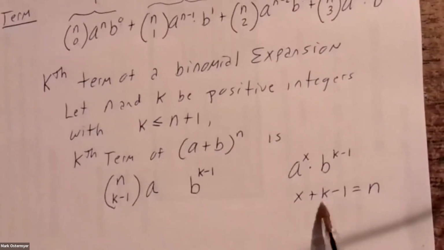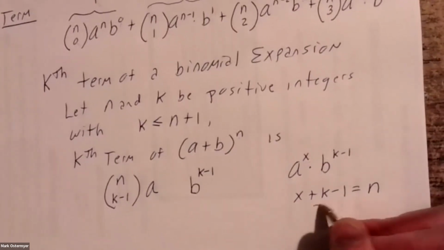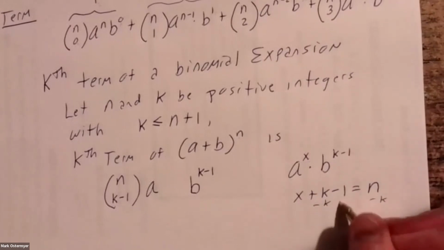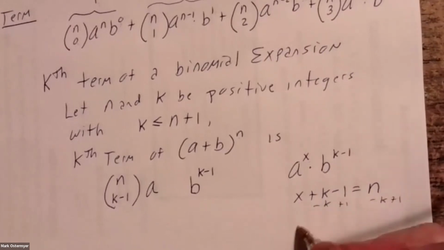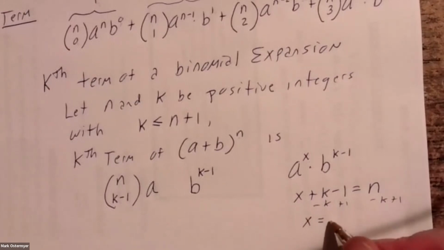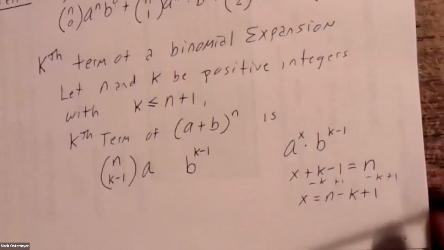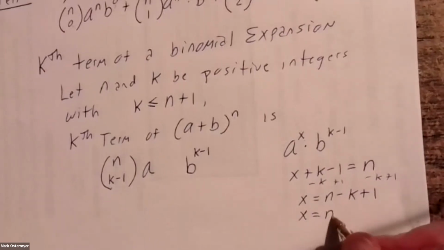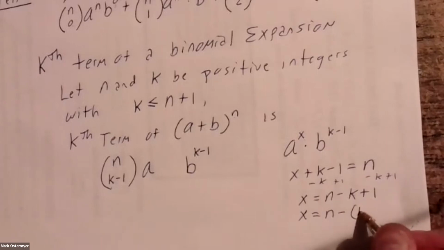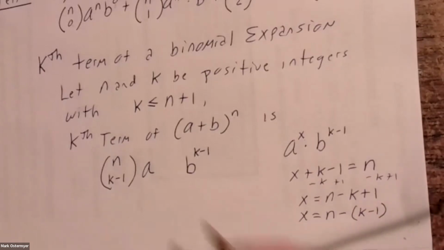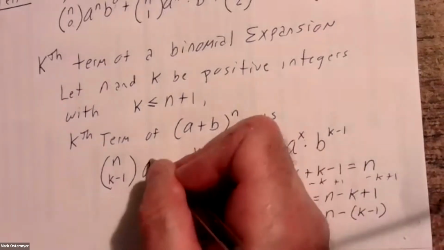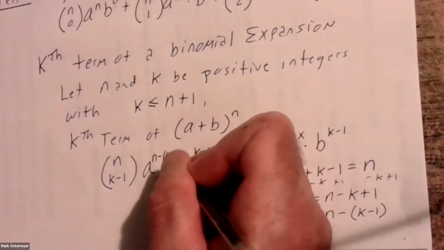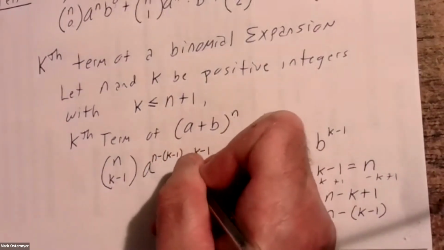Now we can solve for x here. To solve for x, we subtract k from both sides and add 1 to both sides. And therefore, we get the power on A has got to be equal to n minus k plus 1. Or your author tidies this up and says it's the same thing as n minus quantity k minus 1. That has to be the power on the first term of the binomial for the kth term: n minus k minus 1.